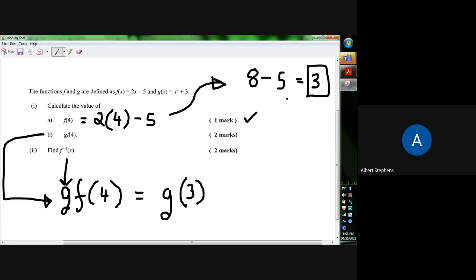Let me ask a question. Suppose when you work out F4, you get, say, 7. You'd have to put 7 right there, don't you? Know what I'm saying? So whatever answer you get up here goes right here.